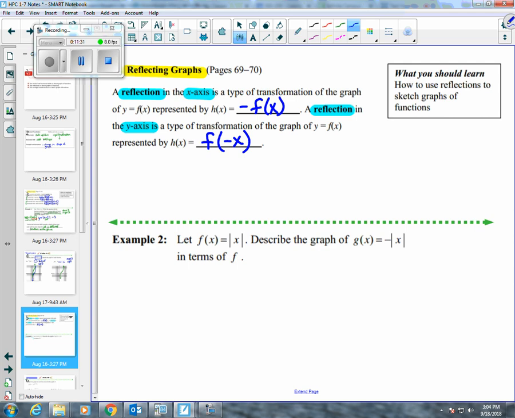So it just depends on which way you're flipping. So we want to see where that negative is. If it's out front of the function, we're reflecting over the x. If it's in with the x, we're reflecting over the y.